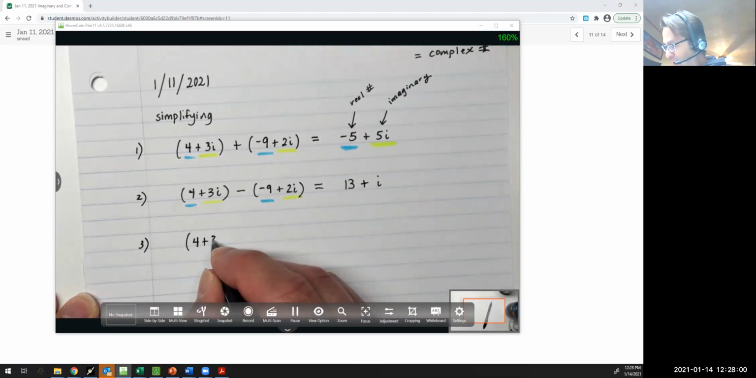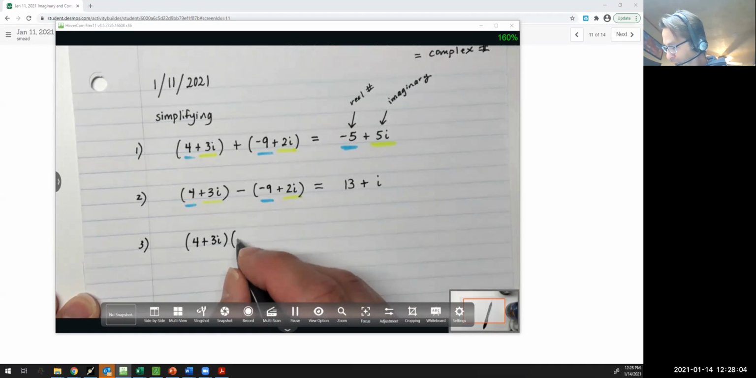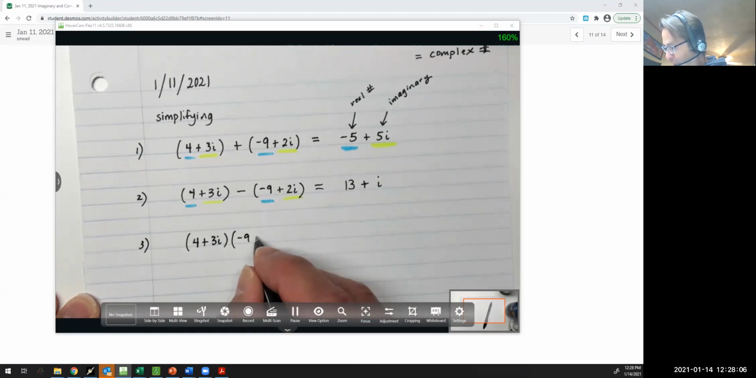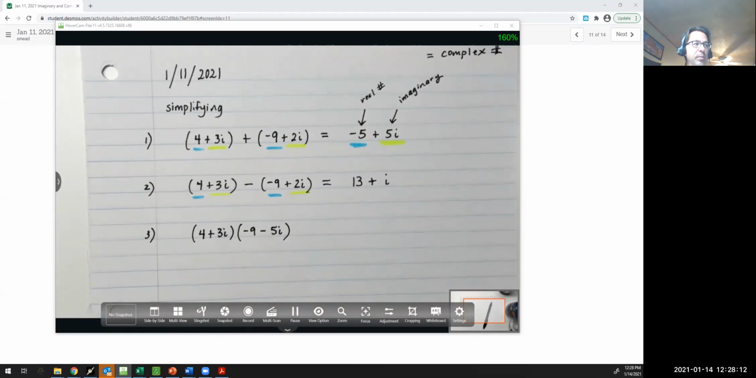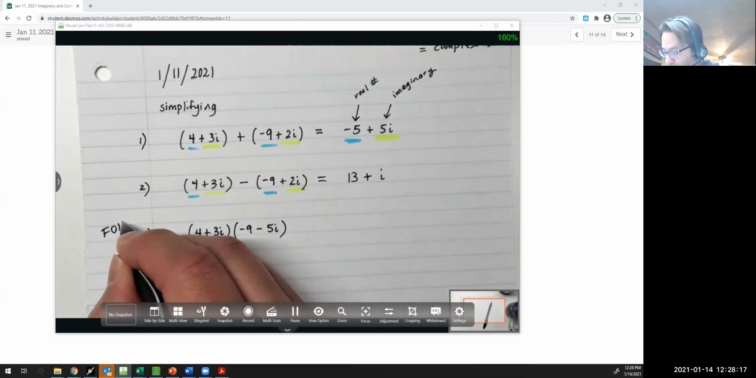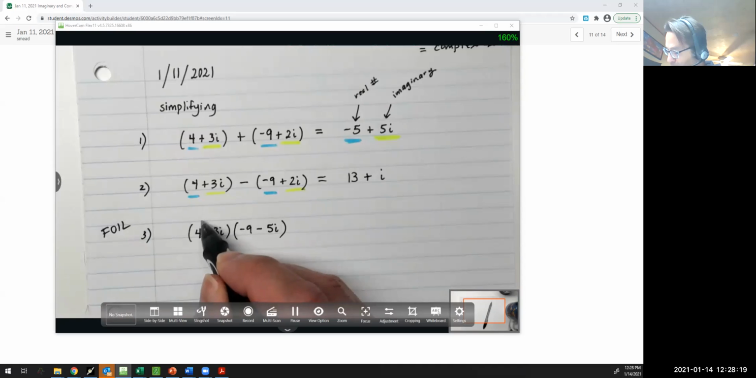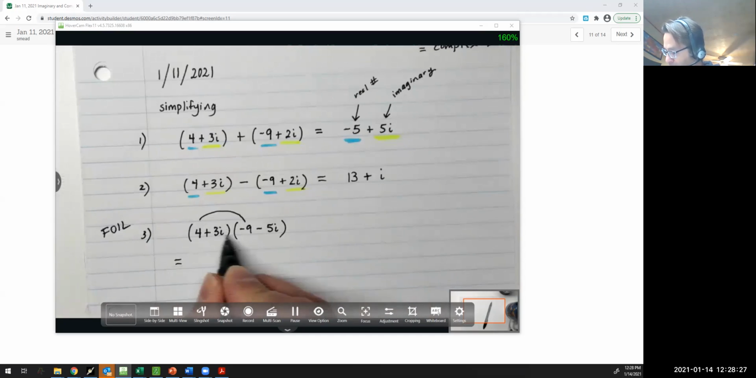Nope. I'm going to change it up a little bit just because I want some more negatives involved, okay? So instead of plus 2i, I'm going to make it minus 5i. So this is just like the distributive property or FOIL. Some of you learned FOIL, right? So you multiply the first term in each binomial, and you get, let's see, negative 36.